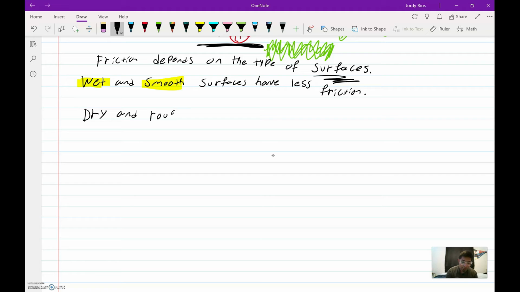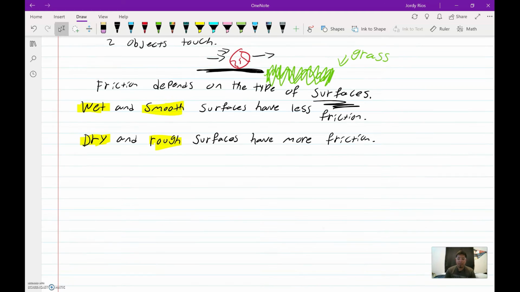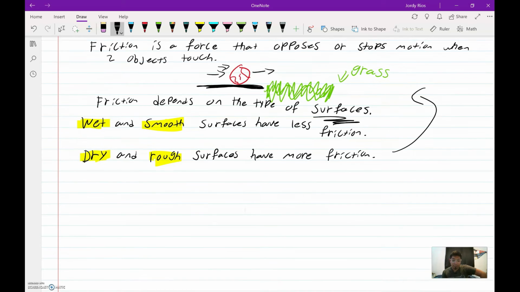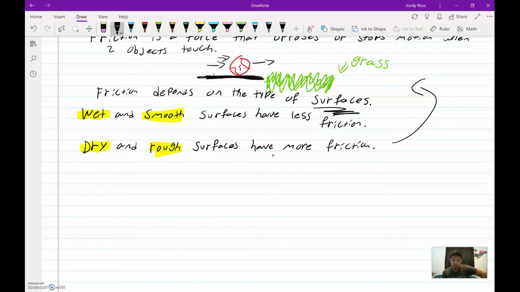Dry and rough surfaces have more friction, okay? So dry and rough. So looking back at this, which one has more friction and which one has less friction? The cement or the grass?